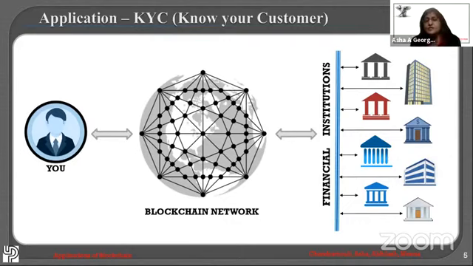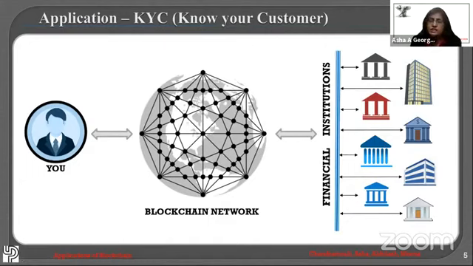So one case would be a bank requests you for the information, you give access to the bank to take that record, and then that bank can have a consortium where they can interact with the rest of the financial institutions and provide your information.